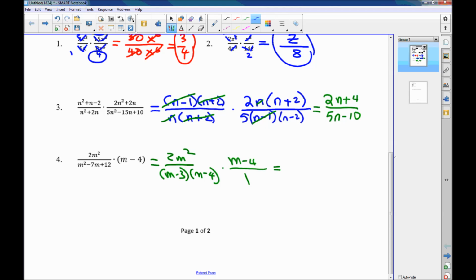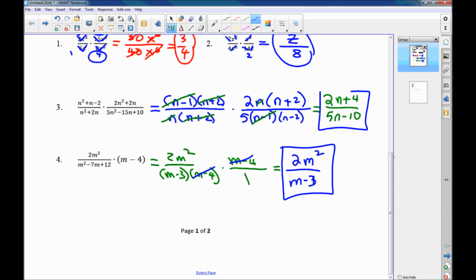And in this case, m minus 4 on the bottom and this m minus 4 on the top can be canceled together. There's nothing to cancel with the 2 and nothing to cancel with the m squared and nothing to cancel with the m minus 3. So we're left with 2m squared over m minus 3. Okay. All right, that's reduced as it can be.